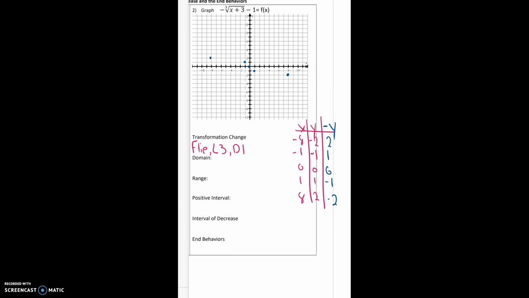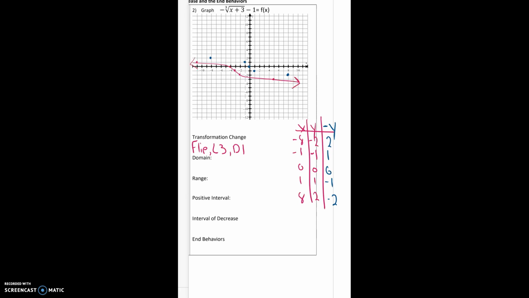So now I'm going to finish my transformation. I'm going to make these points go left 3 and down 1. So going back to that negative 8, 2, it will be going left 3 and down 1 and end up right there. And just all the points, left 3 and down 1, you just have to count. And finally, 8, 2 will go left 3 and down 1. And now I'm going to connect those. I don't know how well you'll see. Well, you'll see it pretty good.